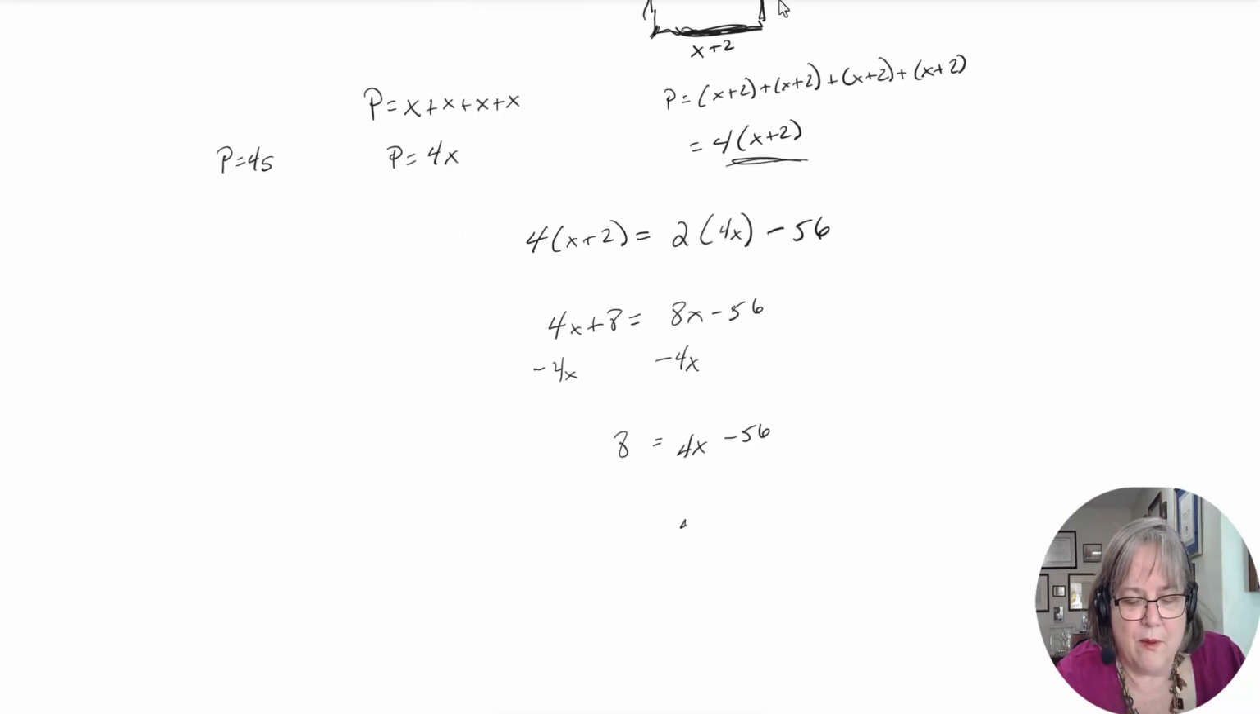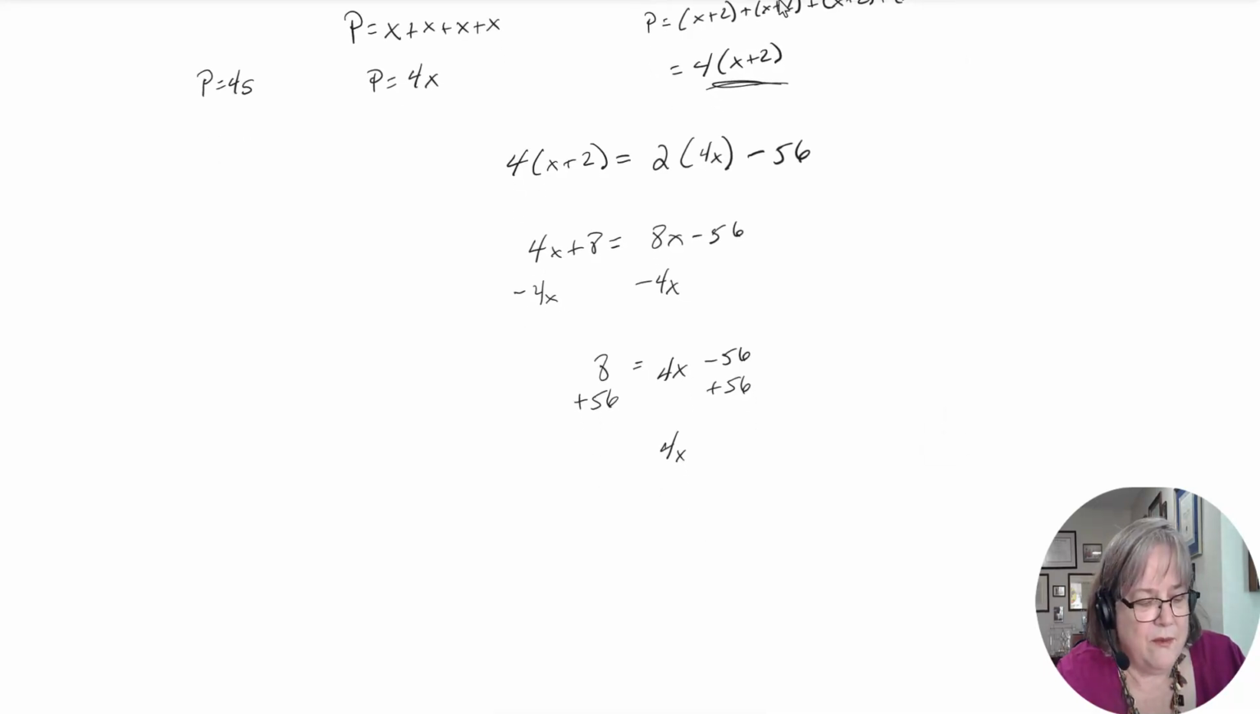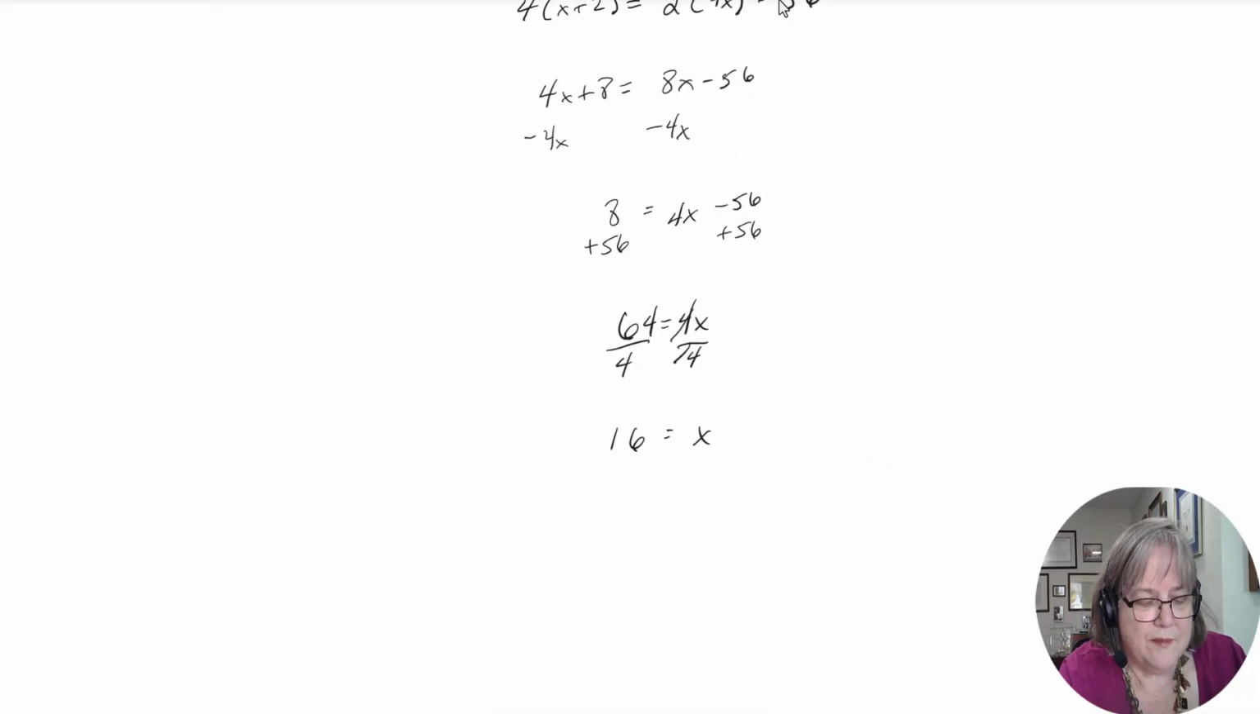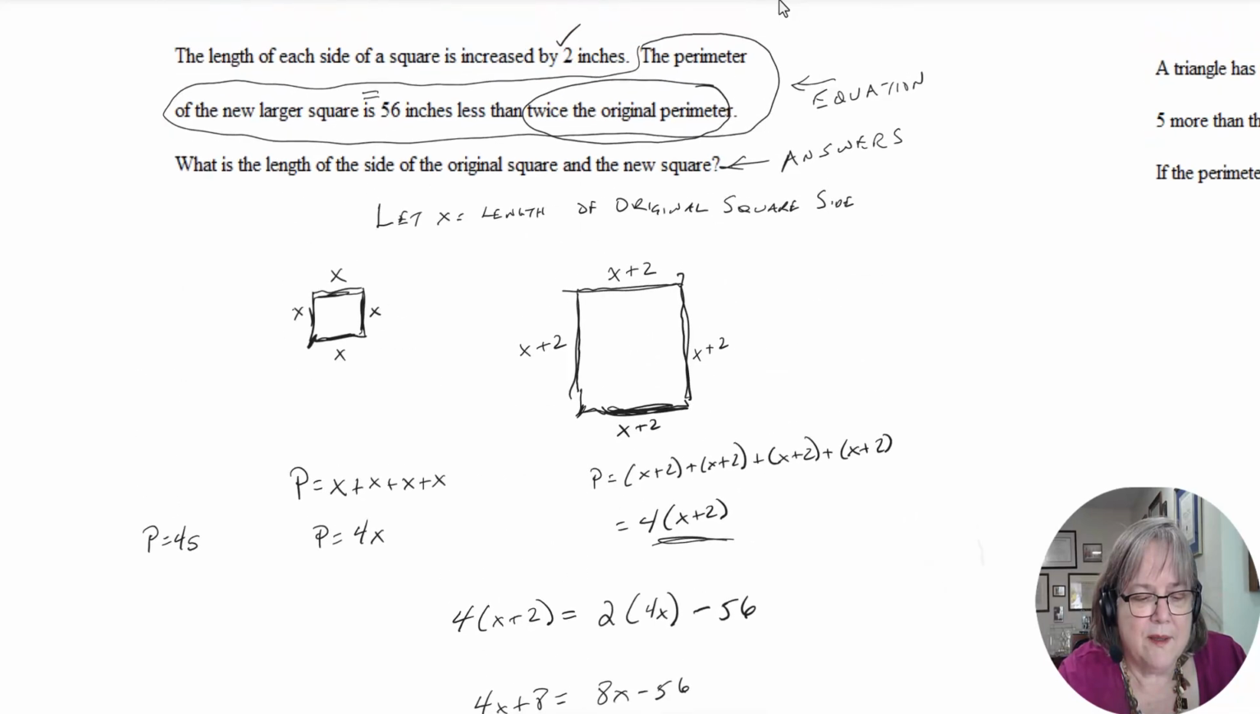Then I want my 4x by itself, so I add 56, which is the opposite of subtracting 56. So 4x is equal to 64. Let's do it the other way so you can see it. 64 is 4x. And I want to know what x is, so I divide by 4. The 4's cancel out to 1. And 4 goes into 64 16 times. Right? Now, what is x?